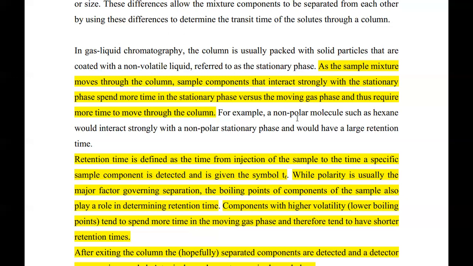So the one who doesn't interact much with the walls of the column reaches the detector area quickly and all that.